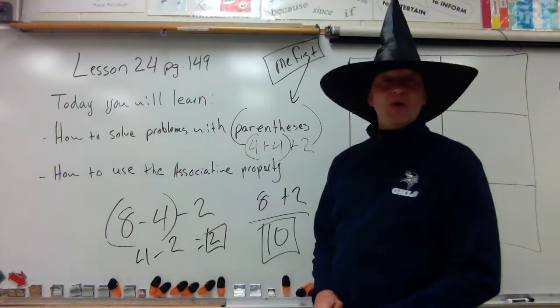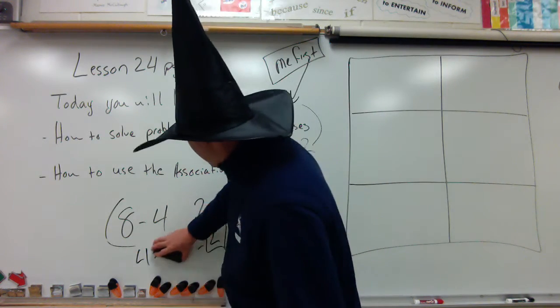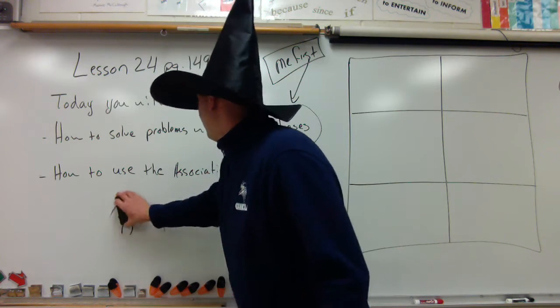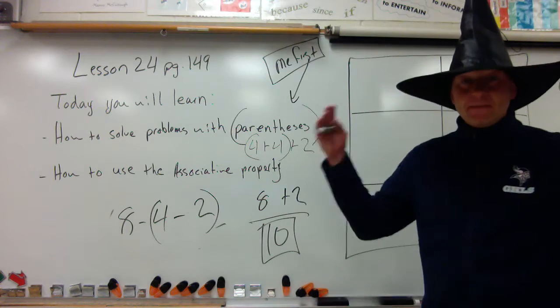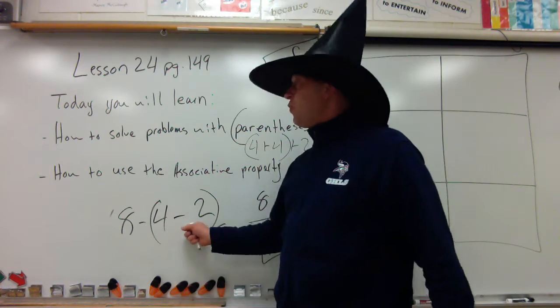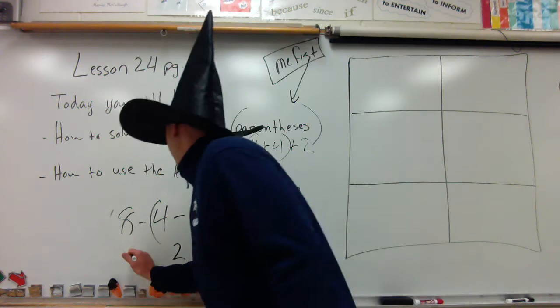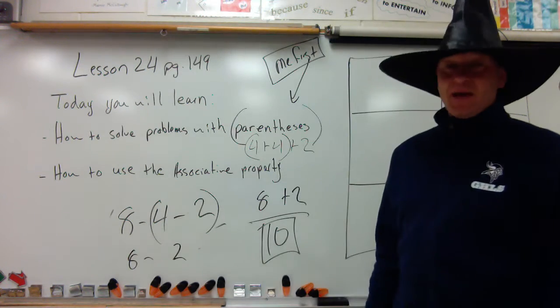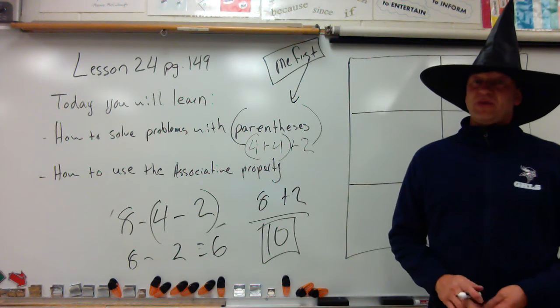My answer is 2. But what if we switch this order around? What if we said, hey, selfish parenthesis guy, you should go around the 4 and the 2. And the selfish parenthesis says me first. And so I'm going to take 4 minus 2. When I take 4 minus 2, I get 2. And now I bring down my 8 minus 2, and 8 minus 2 equals 6. So there's a big difference in where those parentheses are.